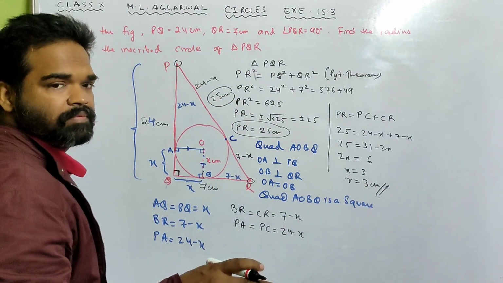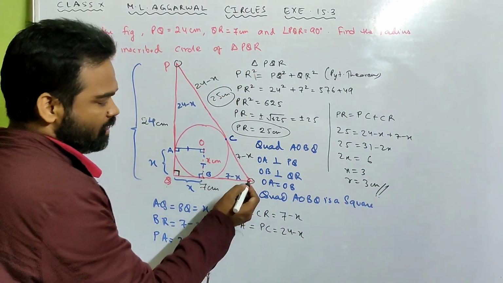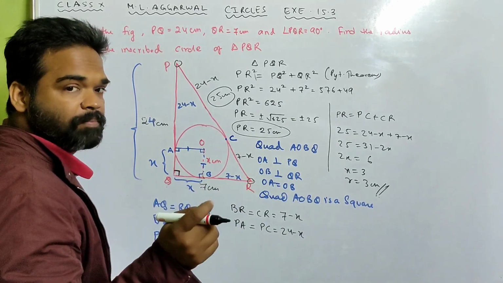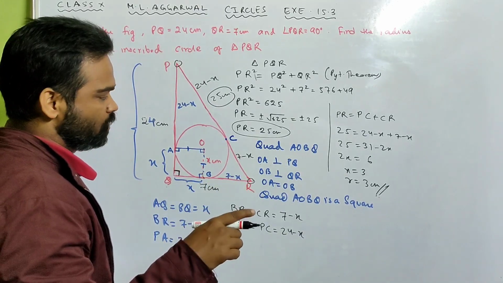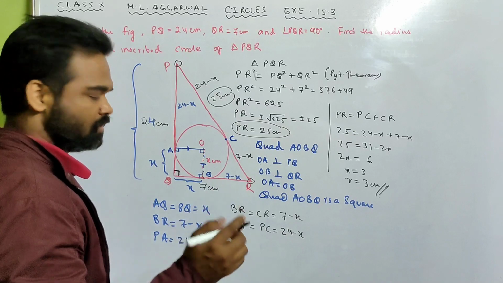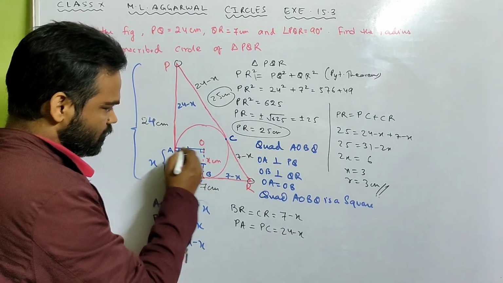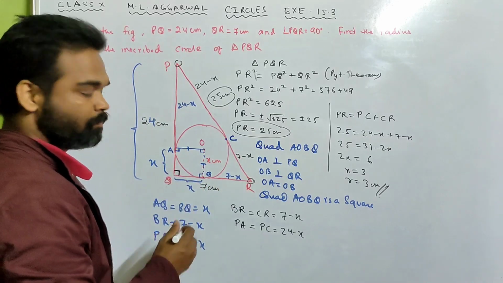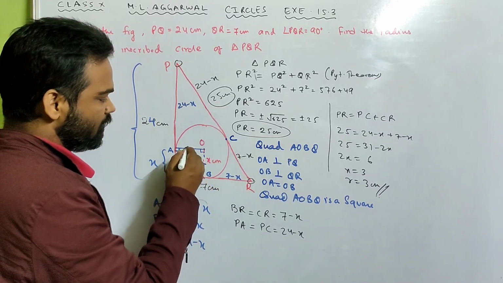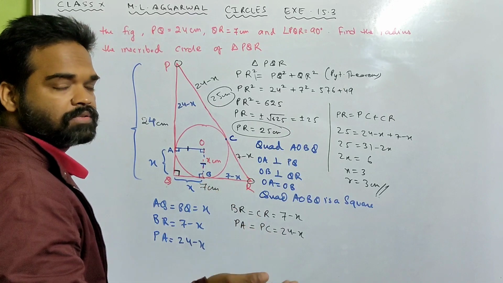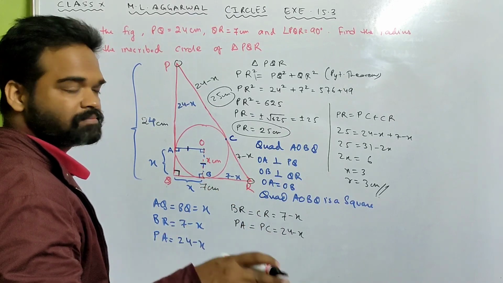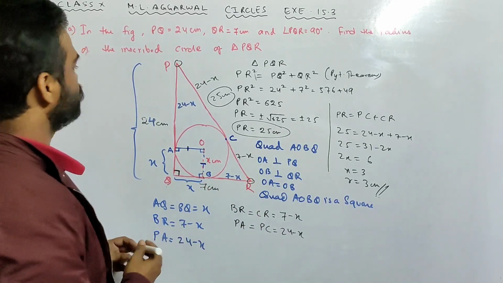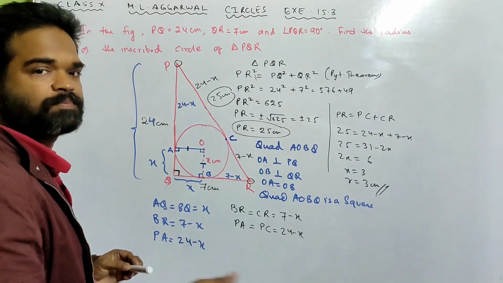Very easy. We use the property that when two tangents are drawn from an external point to a circle, they are equal in length. And we need to prove that AOBQ is a square. That was very important. All angles are 90 degrees and adjacent sides are equal. Hence it becomes a square. Done? Chalo, we'll do the next part.